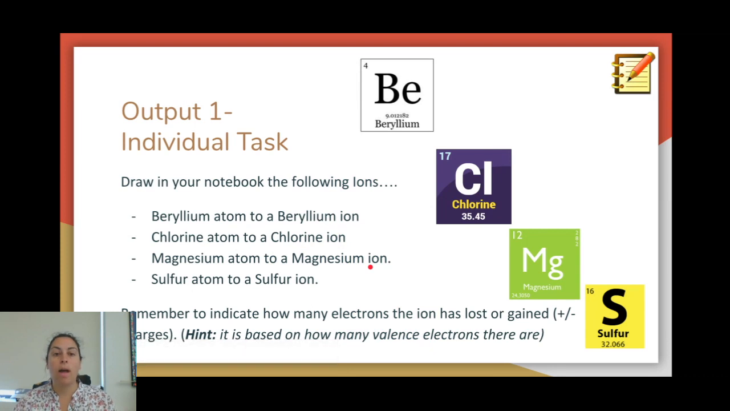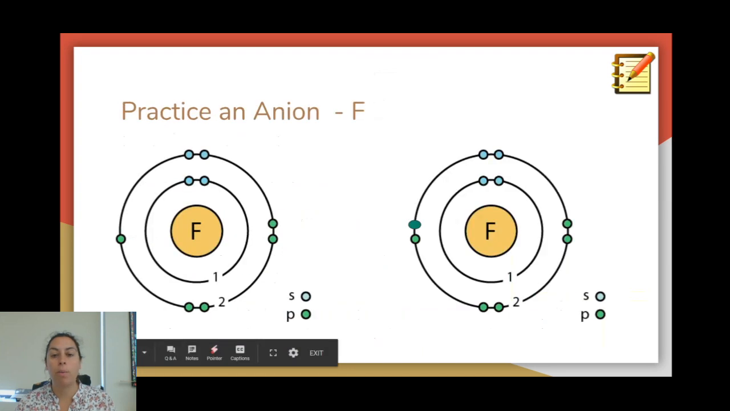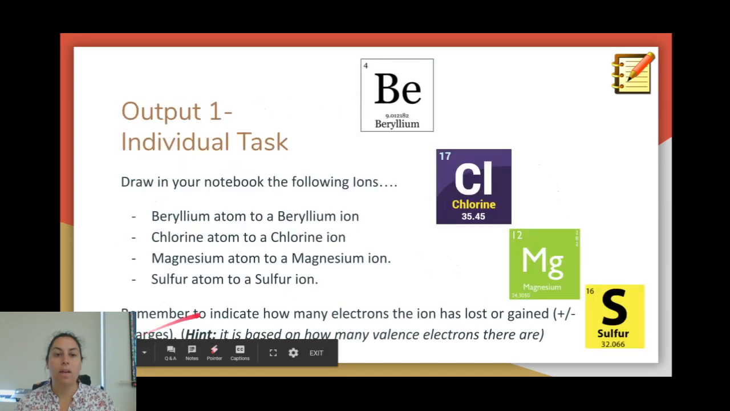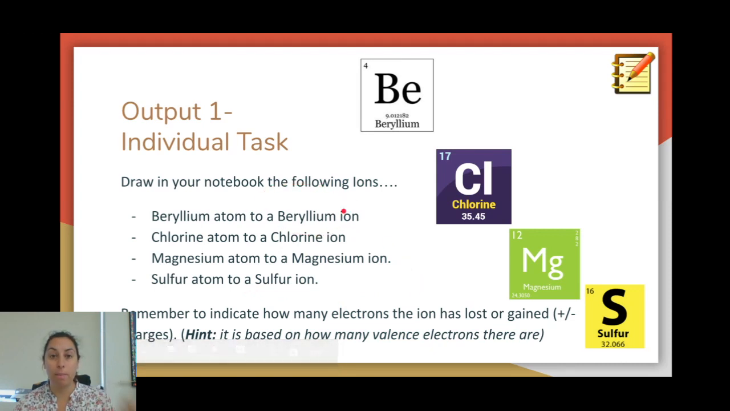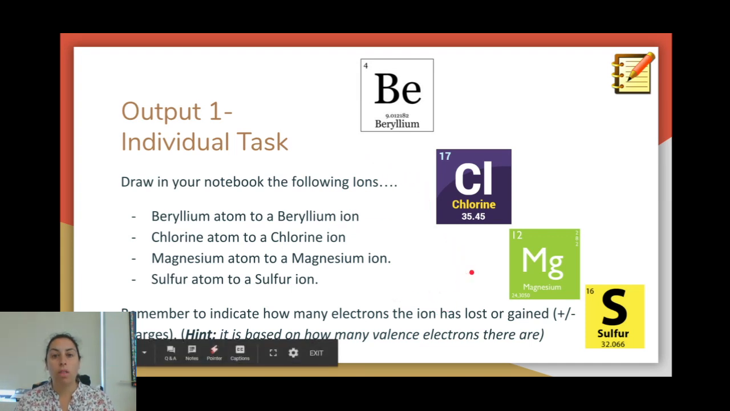So now it's your turn, and in the top half of your page, I need you to do the output. This is to draw the atoms changing into the ions, very similarly to what we've shown here in the practice. Okay, so you're going to try with beryllium, chlorine, magnesium, and sulfur. The first thing you need to do is decide, is it a metal or is it a non-metal? If it's a metal, what's going to happen? It's going to lose its electrons and become positively charged and become a cation. If it's a non-metal, it's going to gain an electron and become negatively charged. Once you've drawn those in your output, then what you need to do is you need to show it to your teacher to get it checked.